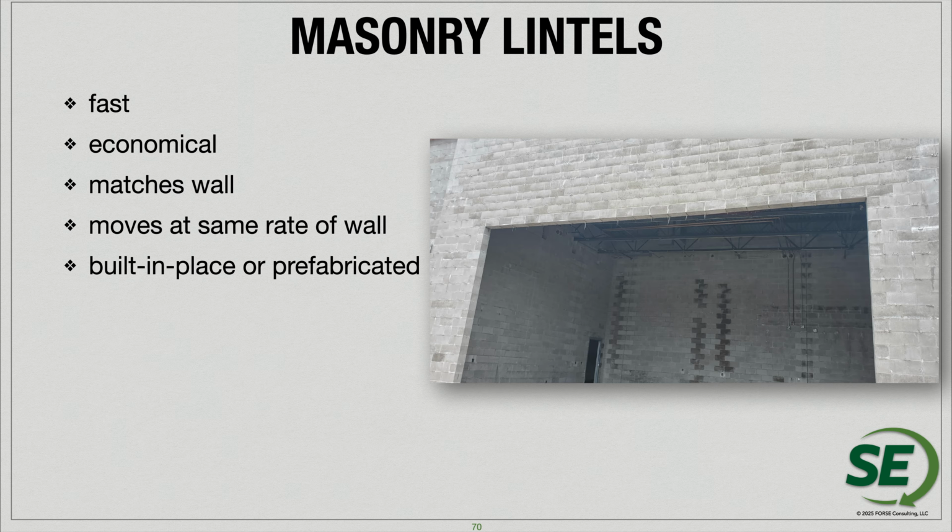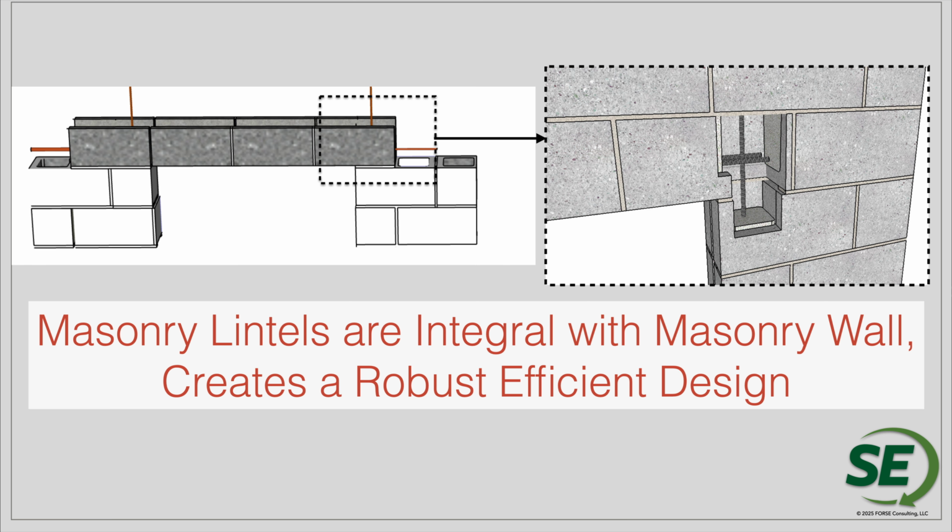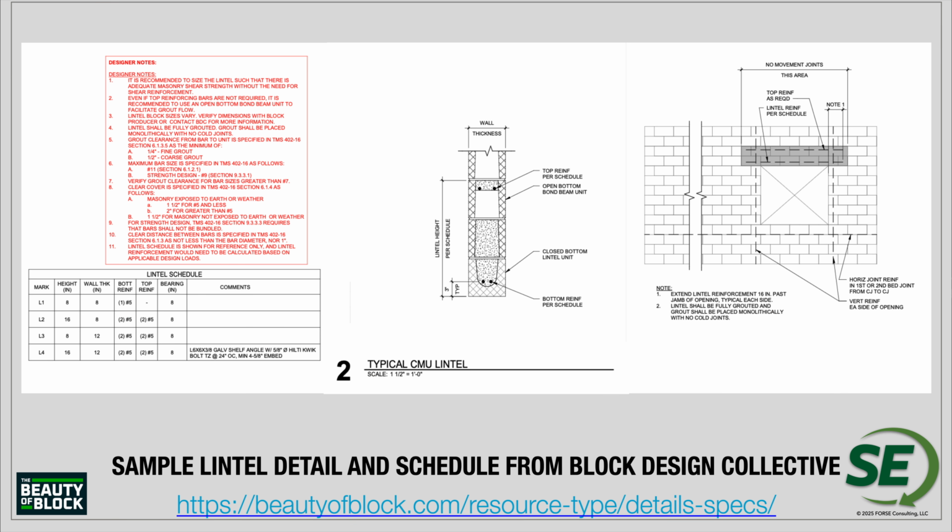You can have it built in place. You could have it prefabricated. You have a lot of abilities to solve shoring. They can easily go 10 feet. You can go 12 feet very typically, but we can go even further with better analysis methods. So again, masonry lintels are going to be more integral with the masonry wall. They really do create a robust, efficient design. And again, we have a very nice detail here from the Block Design Collective.